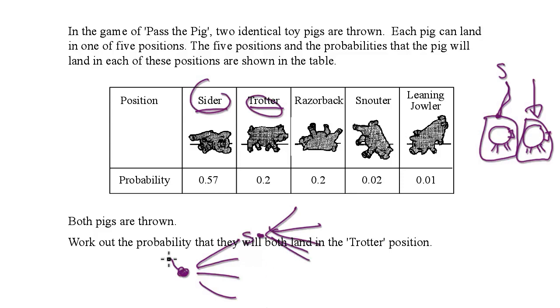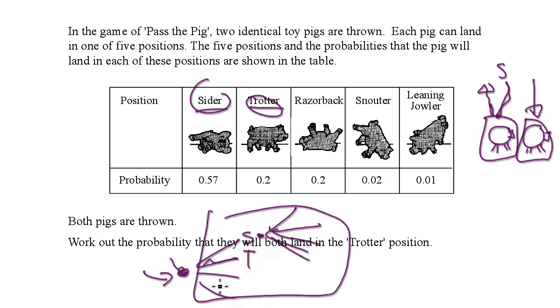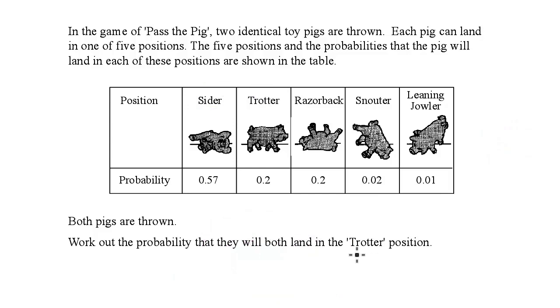So go back to the beginning of time. Suppose you roll the first die and you landed on a trotter, so you've gone down this route, trotter, and so on. The point is, draw a map of all the possible things that could happen, and then select the path that you're interested in. You're interested in trotter and trotter because you want to know the probability of both dice landing on trotter.